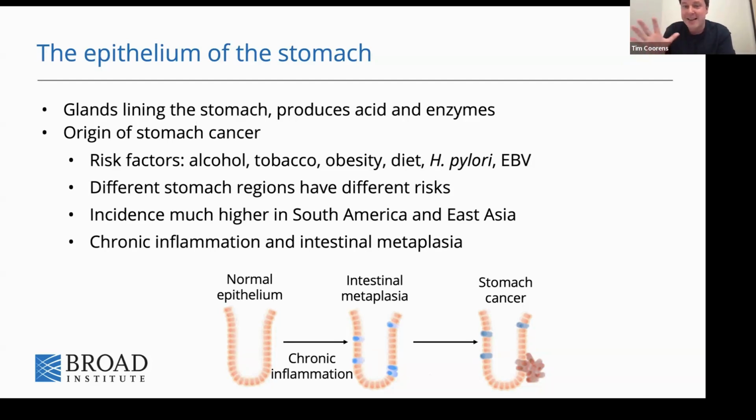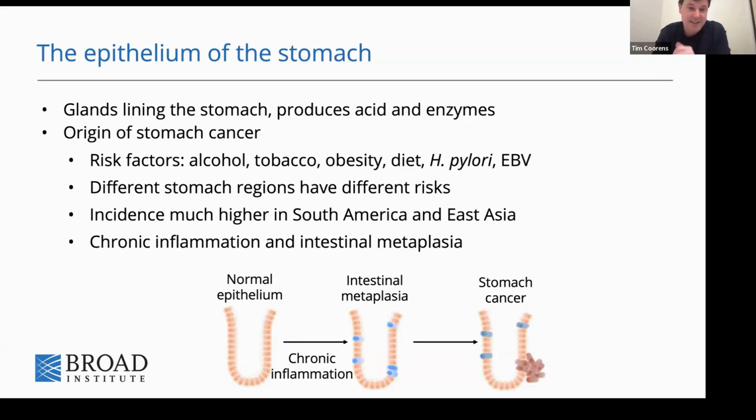So, for example, in East Asia and South America, there's a very high incidence of stomach cancer, and that usually happens at the bottom of the stomach, the antrum, usually associated with chronic inflammation, while in Western countries where the incidence is lower, stomach cancer is most frequent in the region where the stomach fuses with the esophagus, the gastroesophageal junction.